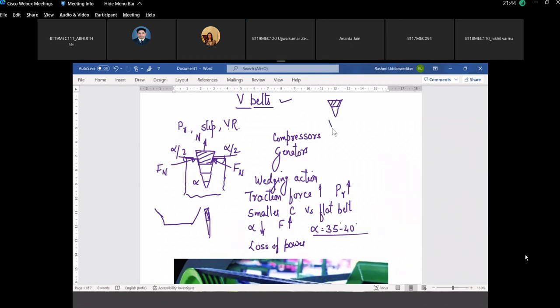And then there is a groove and the pulley. So as I said, these two angles are slightly different. Which angle do you think would be smaller? Groove angle? Yes, the angle of the groove in the pulley would be smaller than the angle in the belt. So belt angle would always be a little larger.